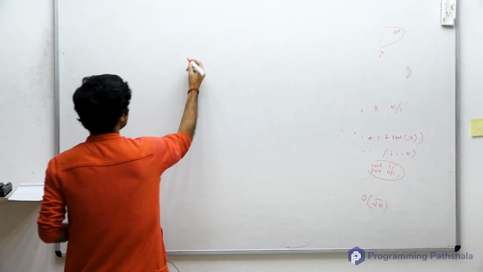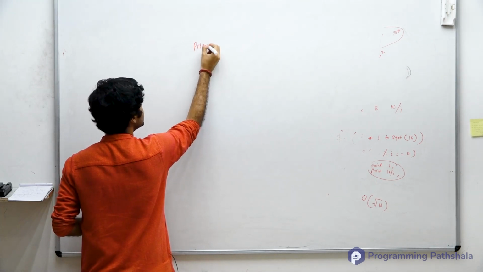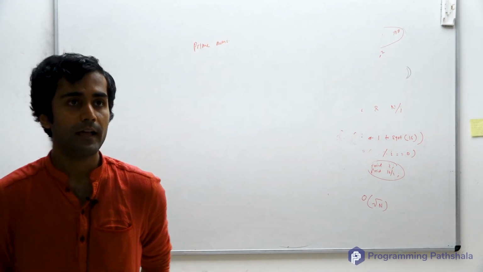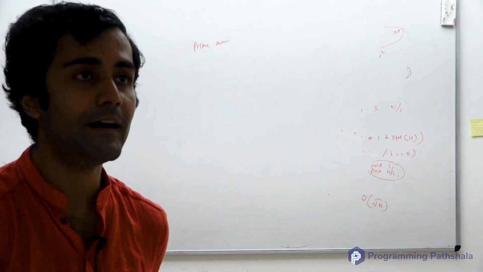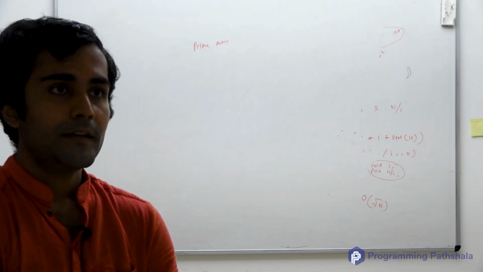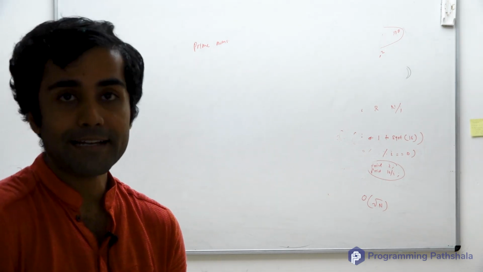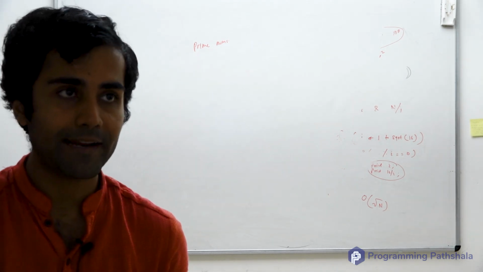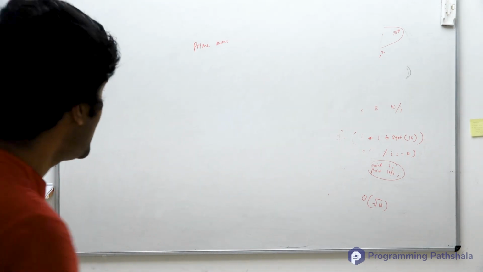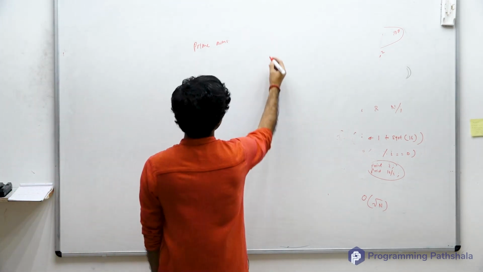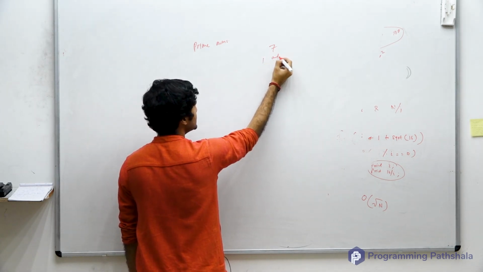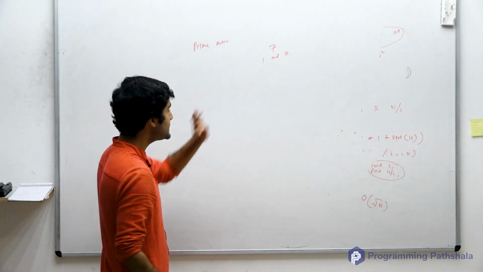Okay, does everyone know about prime numbers? And if you know, can you give a one-liner definition of prime number? What is a prime number? Yeah, so a prime number is that kind of number which just has two factors, and those two factors are 1 and the number itself. Okay, so if you have a number like 7, the only two factors of 7 are 1 and 7. Okay, so 7 is a prime number.